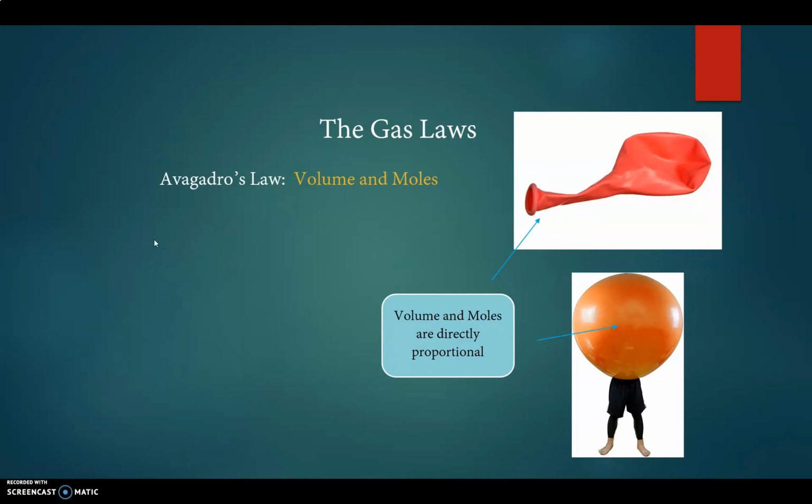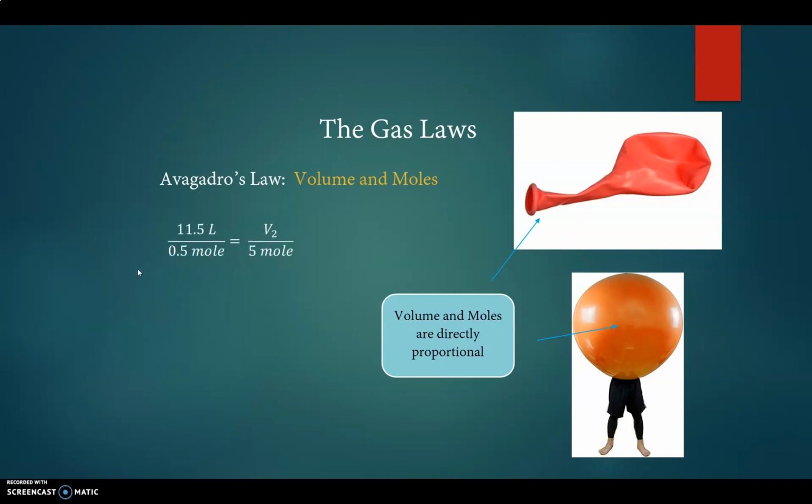So Avogadro's law, since the 2 variables are directly proportional, looks a lot like Charles' law and Gay-Lussac's law. It's in the form of a fraction. So any change that occurs in volume, a comparable change would have to occur in the number of moles so that that fraction would remain the same.